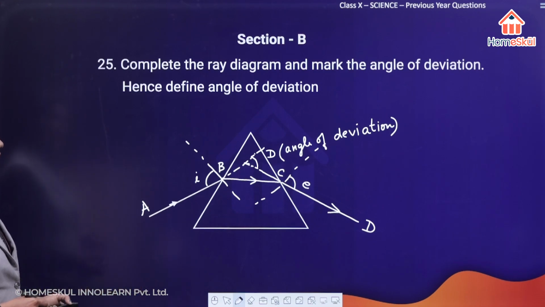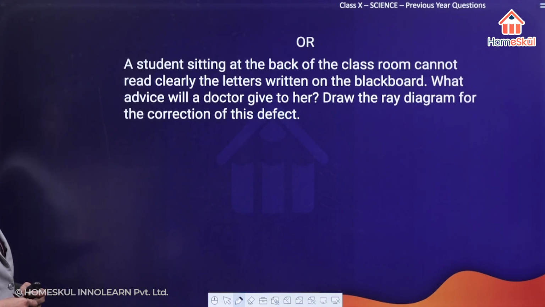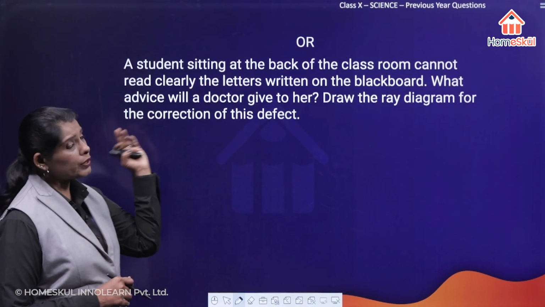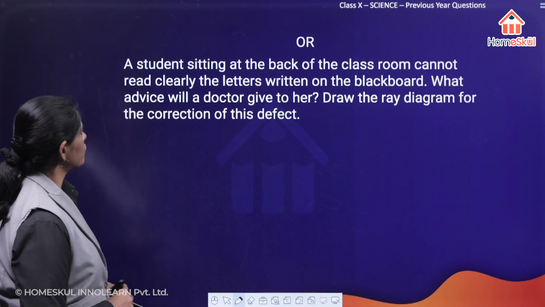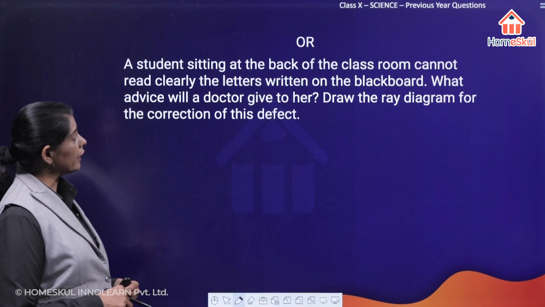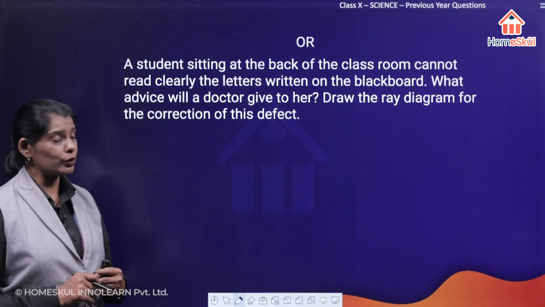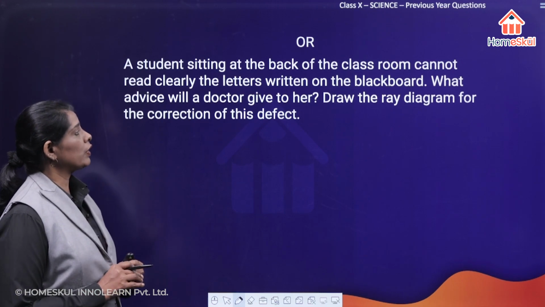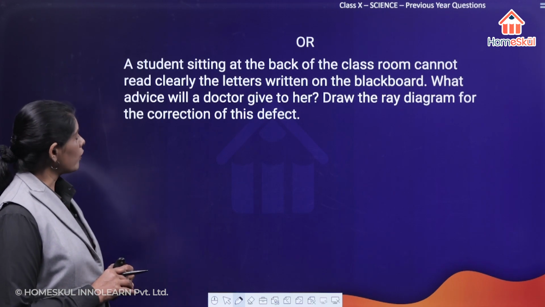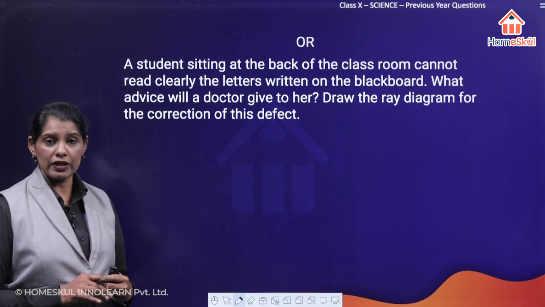Okay, coming to the next question, wherein it is an OR question. The question says a student who is sitting at the back of the classroom cannot read clearly the letters written on the blackboard. What advice will a doctor give to her? Draw the ray diagram for the correction of this defect.